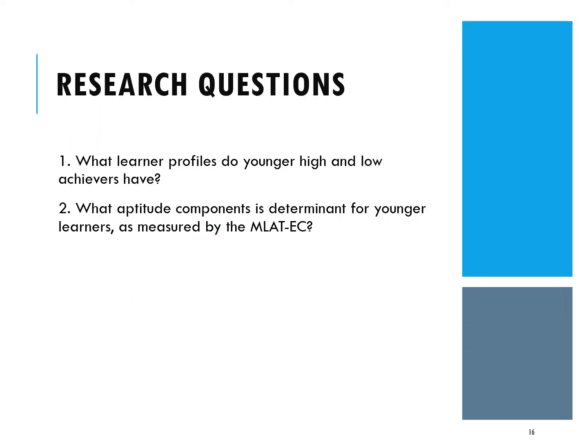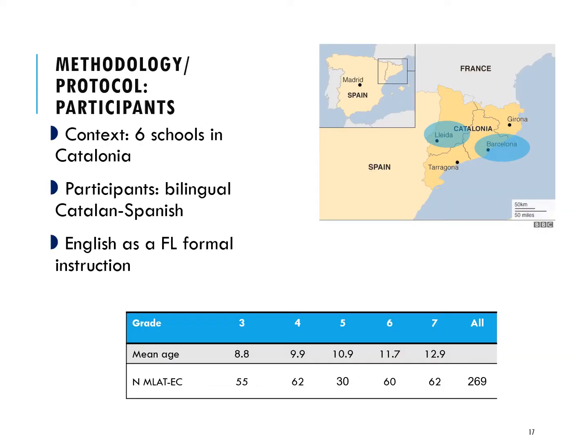Consequently, our research questions are the following. What learner profiles do younger high and low achievers have on the one hand, and on the other, what aptitude components are determinant for younger learners as measured by the Modern Language Aptitude Test Elementary in Catalan? In cluster studies, rather than methodology, we use the word protocol. I have kept both terms anyway in this presentation.